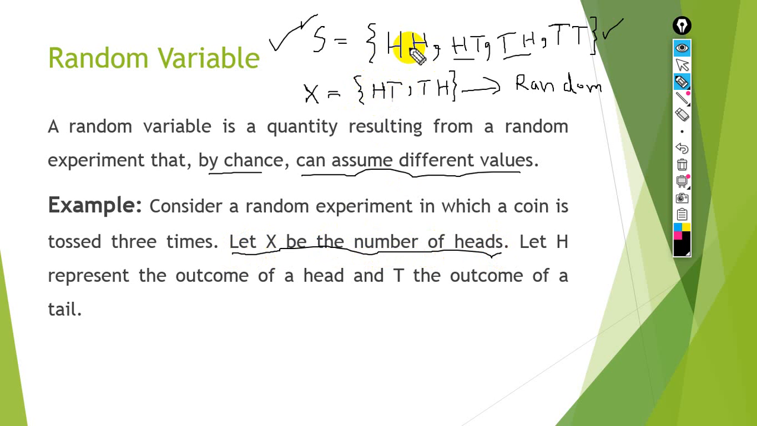For example, if you want to take the total number of heads from this, here the total number of heads is 2, the total number of heads is 1, the total number of heads is 1, and for TT, the total number of heads is equal to 0. For example, total number of heads equal to 0.